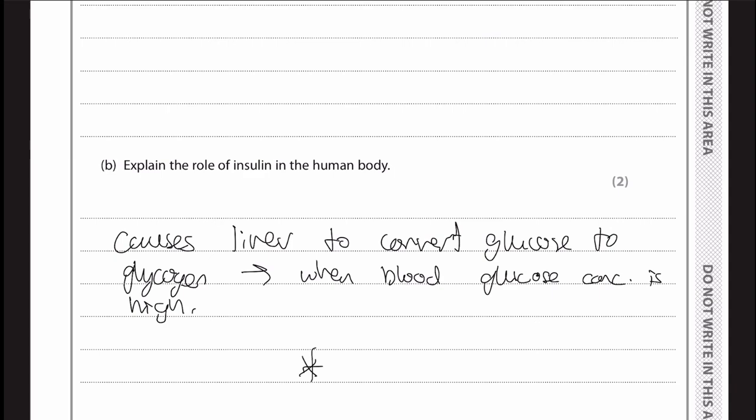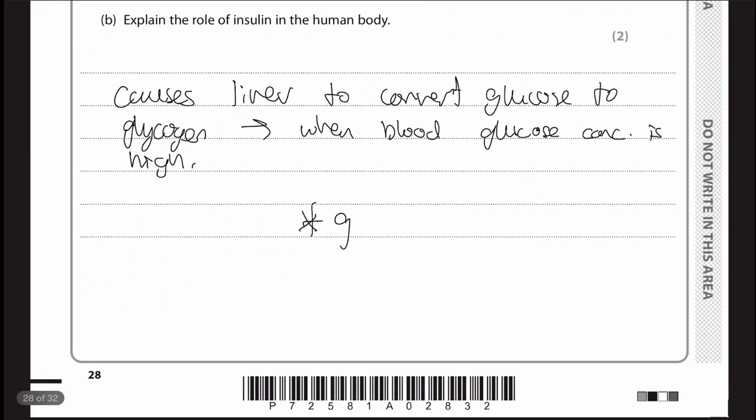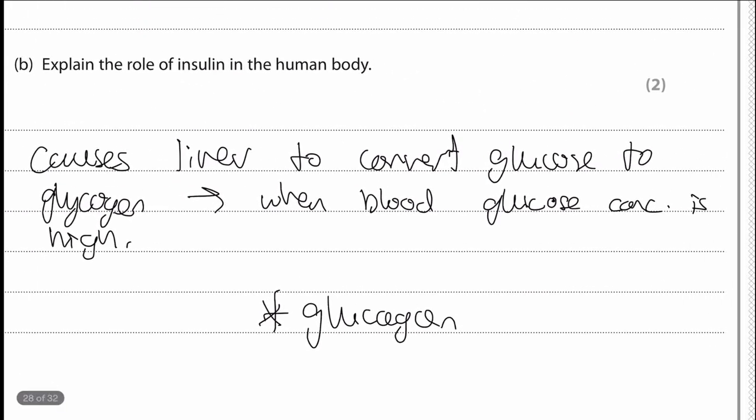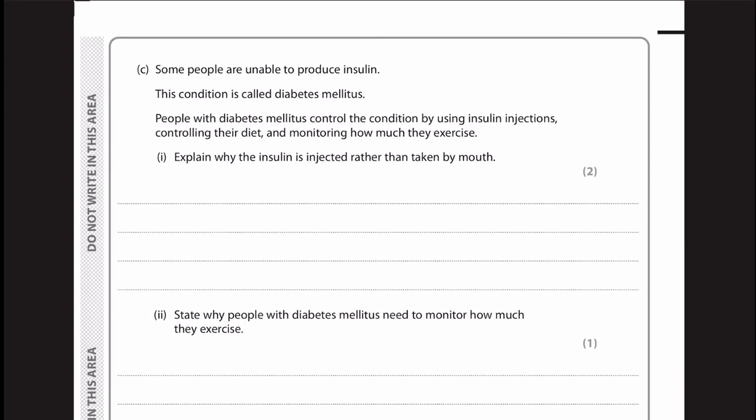Fun fact, you might need to remember this: the opposite hormone of insulin would be glucagon. And it does the exact opposite, converts glycogen to glucose, right? So glucagon essentially works in the opposite way to insulin. It's just a fun fact. And there we go. Some people are unable to produce insulin. This is called diabetes mellitus. People with diabetes mellitus control the condition by using insulin injections, controlling their diet, and monitoring how much they exercise.